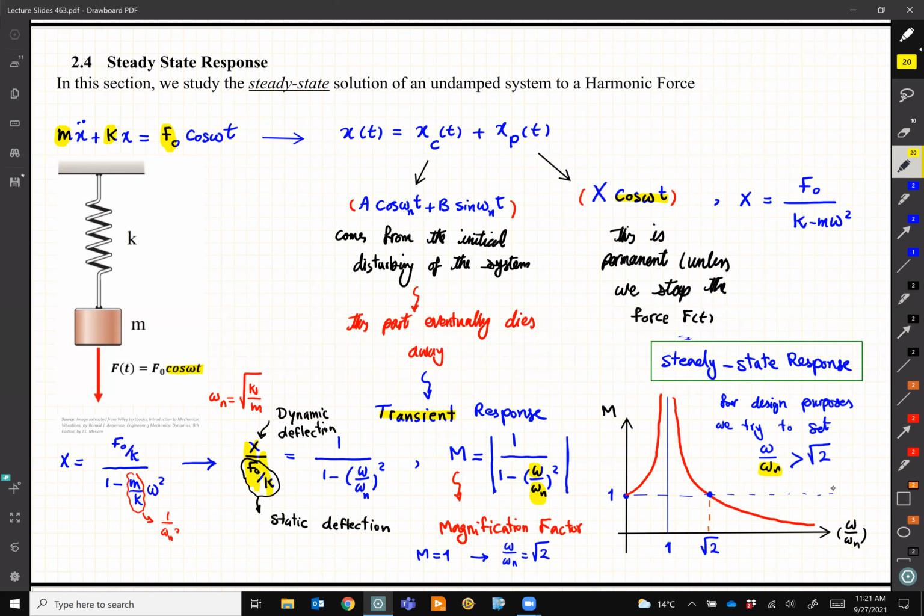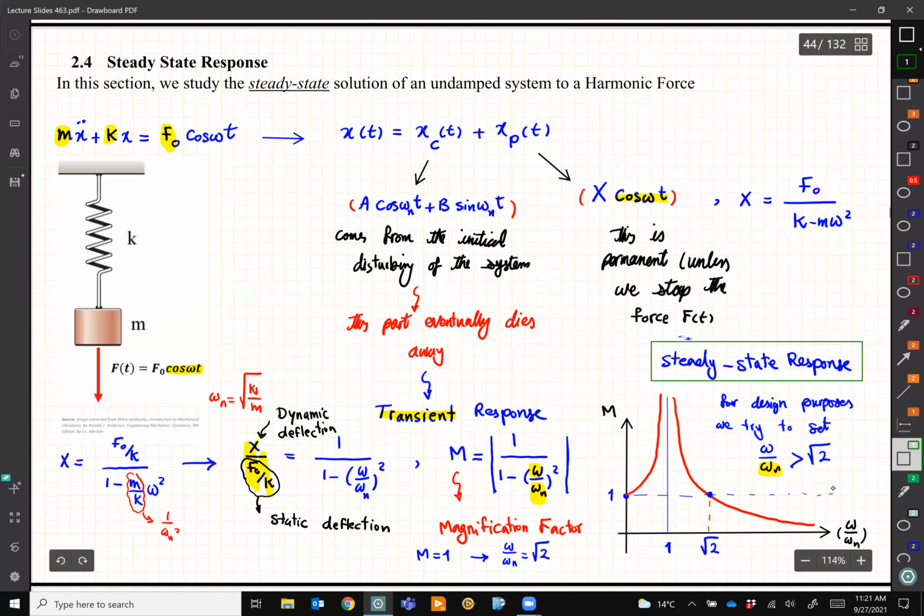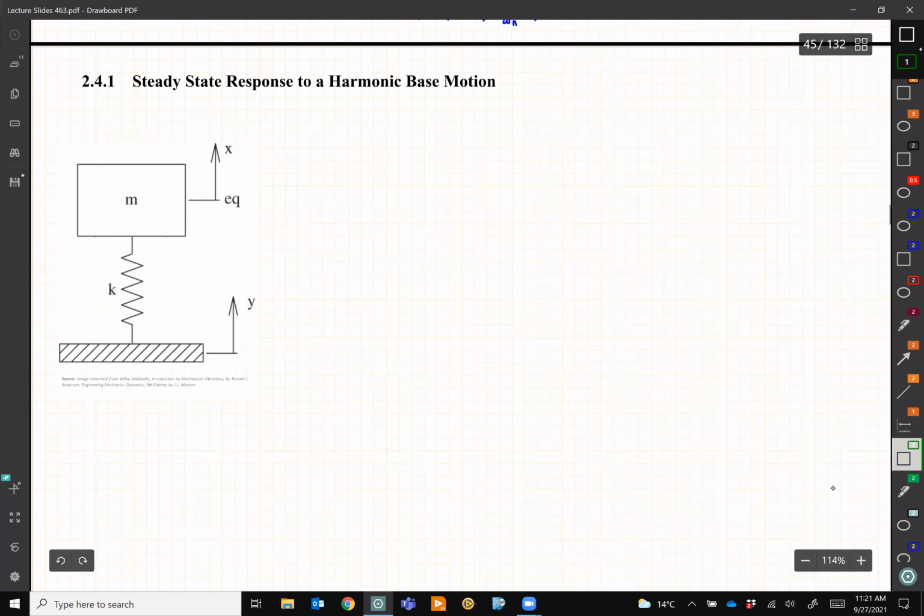Are we good? Because this is important, and what you need to remember from this part is this magnification factor formula and this graph, obviously. Always have this graph in your mind. How does it look, and the critical point on this graph. All right.